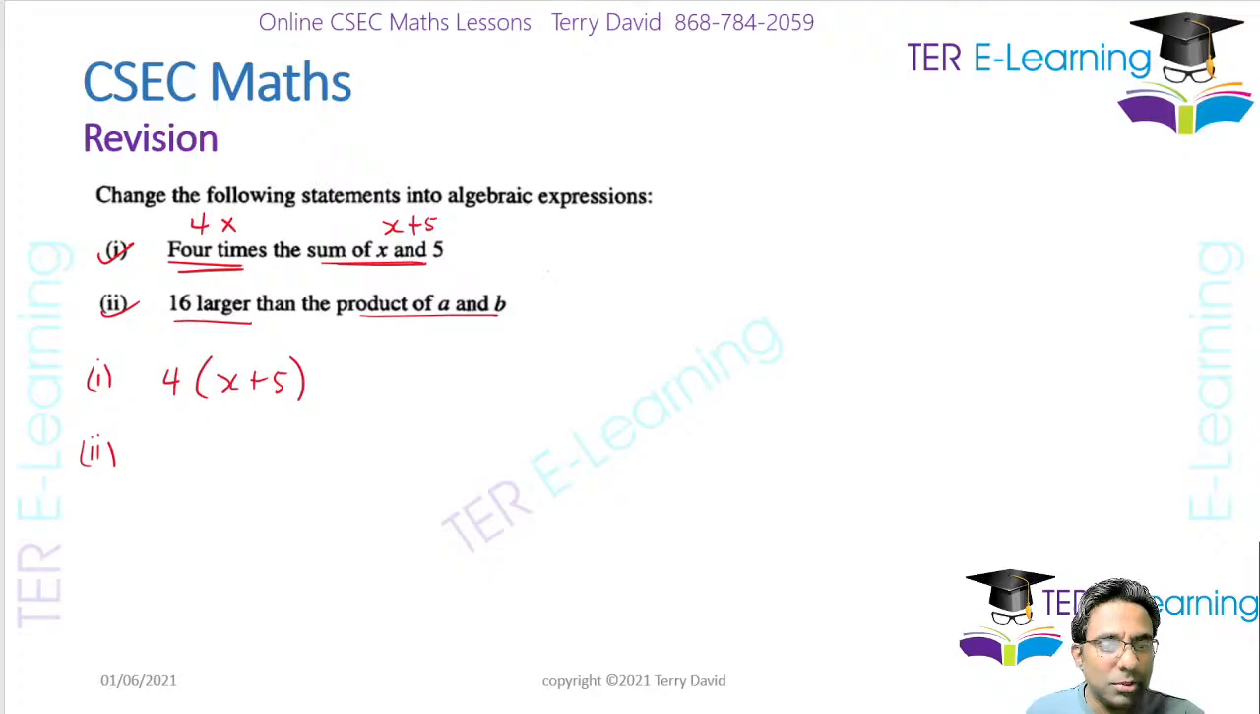Alright, so let's see. They said 16 larger than the product AB. The product AB means A multiplied by B. Now when they say 16 larger, all they mean is 16 plus AB. That's the answer. 16 larger means it's 16 more than, so it's 16 plus AB. That's what the answer is.